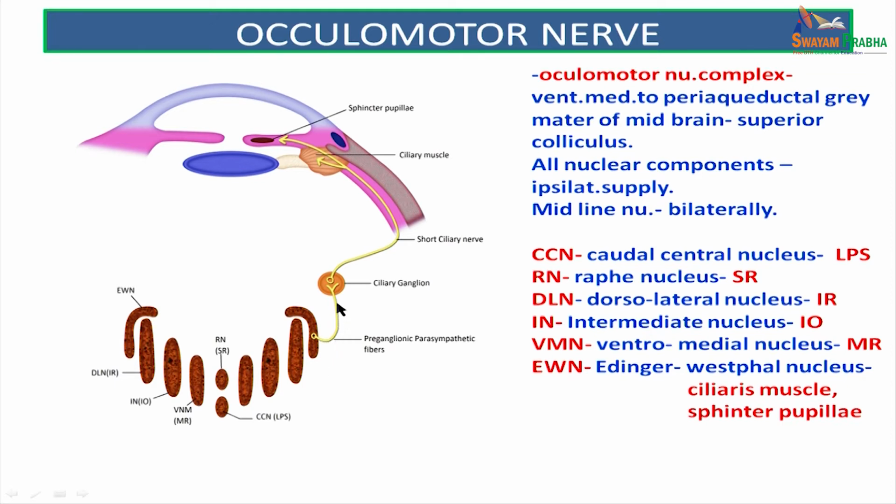preganglionic fibers of the parasympathetic fibers, which are relayed in the ciliary ganglion. The postganglionic fibers from the ciliary ganglion, in the form of short and long ciliary nerves, supply the ciliaris muscle and the sphincter pupillae muscle, which is responsible for the accommodation and the sphincter action, constriction.